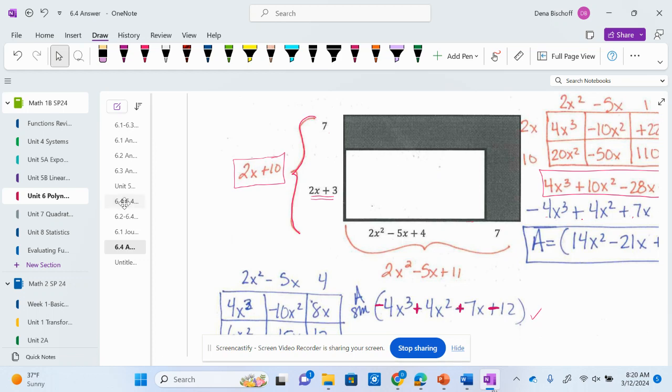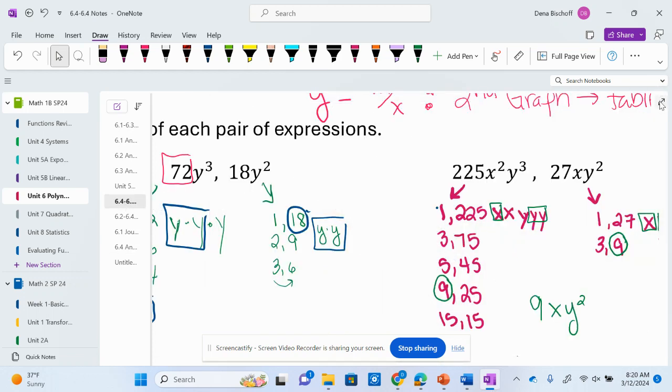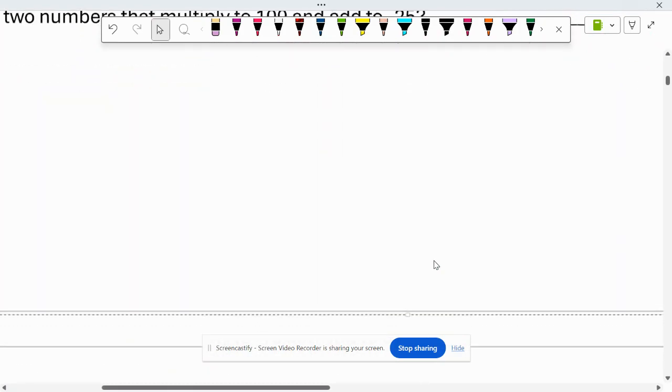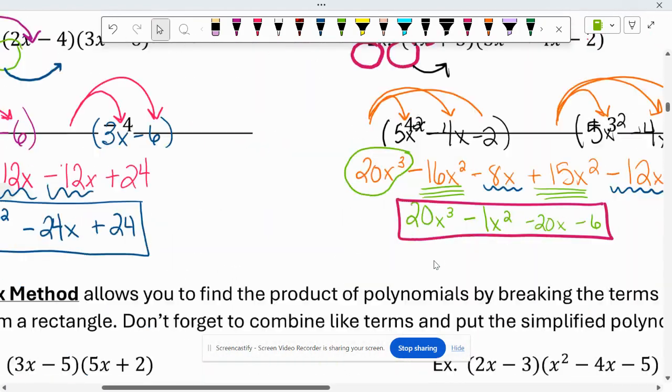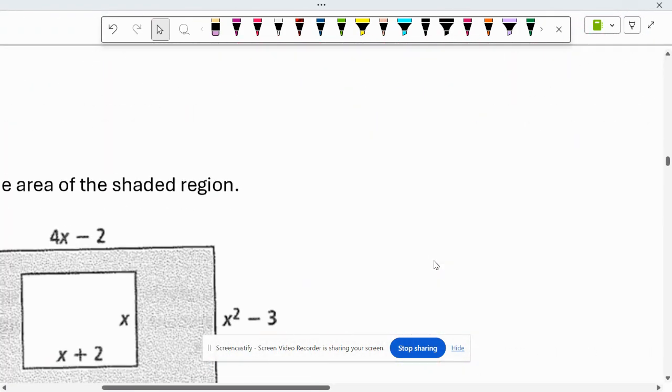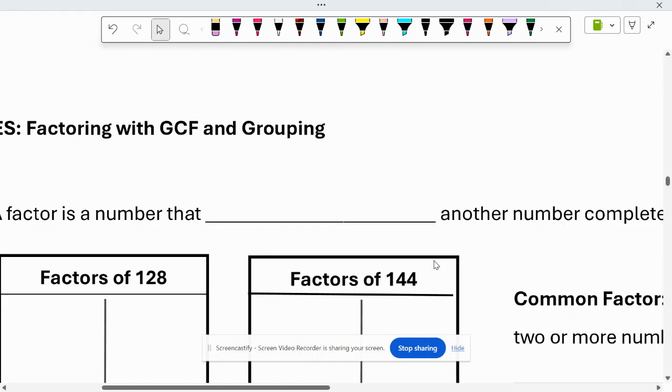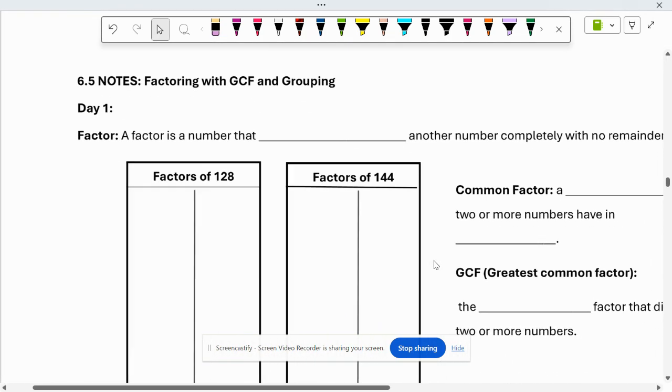Today we're just looking at the greatest common factor portion. Okay, so does everybody see where we are? Yeah?